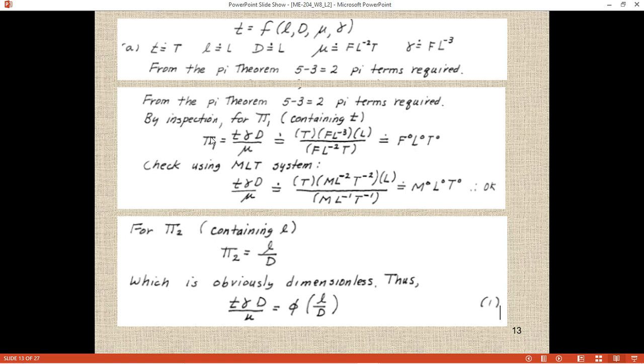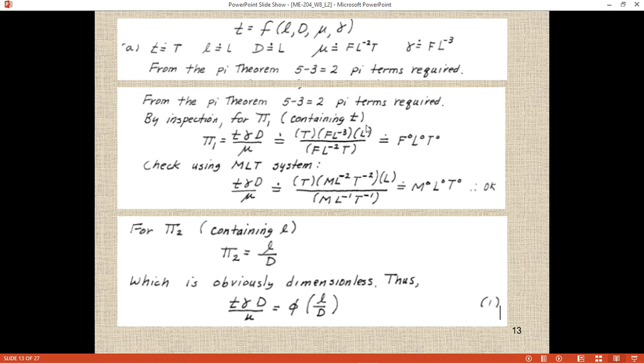The first pi term we made, pi 1, is equal to T gamma d over mu, and we can recheck that this pi term is a dimensionless number. So we cross-check that. We got M naught, L naught, T naught, which means this pi term is correct. The second pi term we got is L over D.